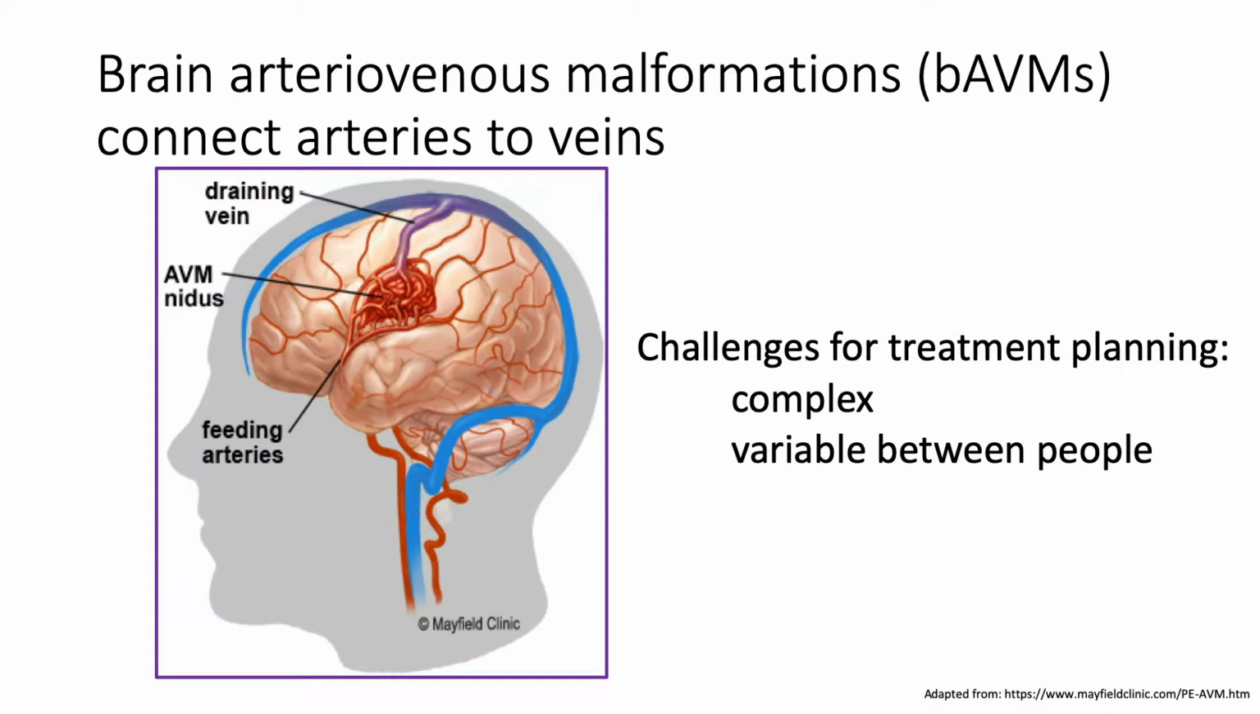And they're also quite variable between individuals, so it's hard to gather data from a lot of people and compare it to see what treatment approach works best for an individual AVM. So I hope to address this with an MRI imaging method called 4D Flow MRI.